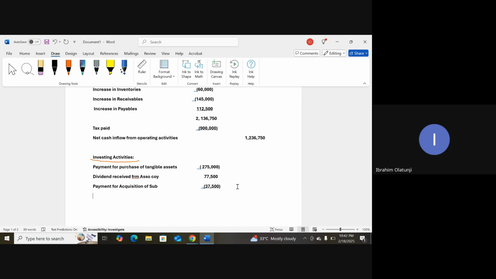I'm not deducting now. I want to calculate this. You are casting only 3 for investing. The figure is 235,000. Is it positive or negative? Negative. So if it is negative, what should I say? You should put net cash outflow from investing activities.